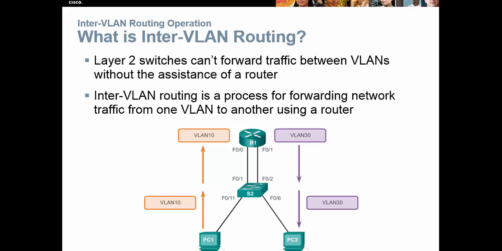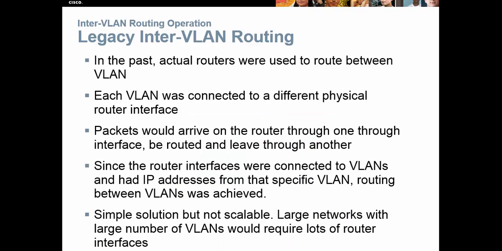So let's look and see what Inter-VLAN routing is. Layer 2 switches cannot forward between VLANs. Remember, we've already set up several different VLANs, and this keeps our packets separate. Well, what happens if you need to send information from one segment of your network to the other if they're on separate VLANs? Your layer 2 switches do not allow this. Inter-VLAN routing is a process for forwarding network traffic from one VLAN to another using your router.